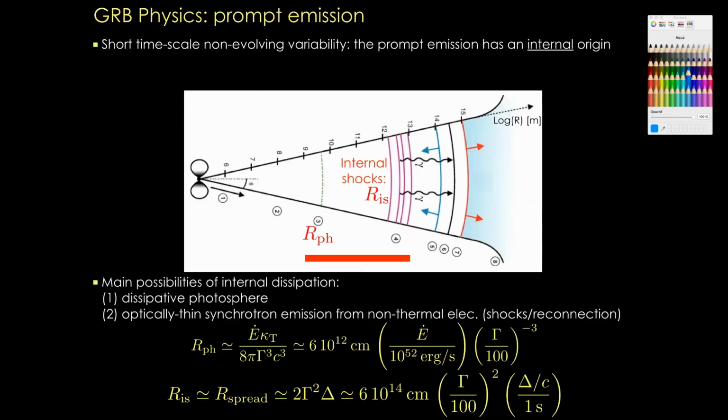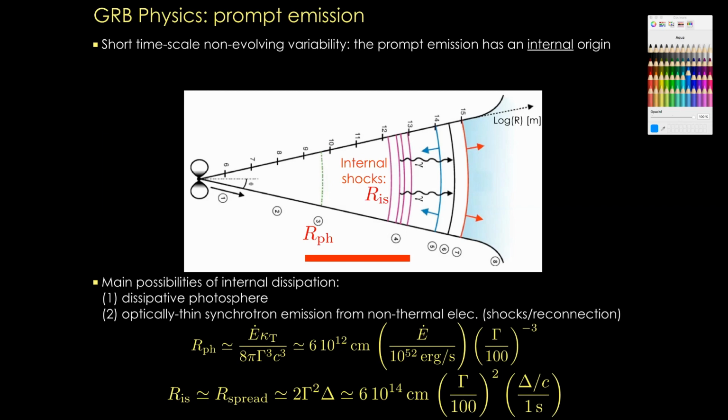So now that I have a relativistic outflow, I would like to produce prompt gamma ray radiation. And the old argument from Piran is the following. When you observe the variability in the light curve of the gamma ray burst, you see that the variability is not evolving during the burst. You can have short timescale variability at the beginning, in the middle, or at the end of the light curve.